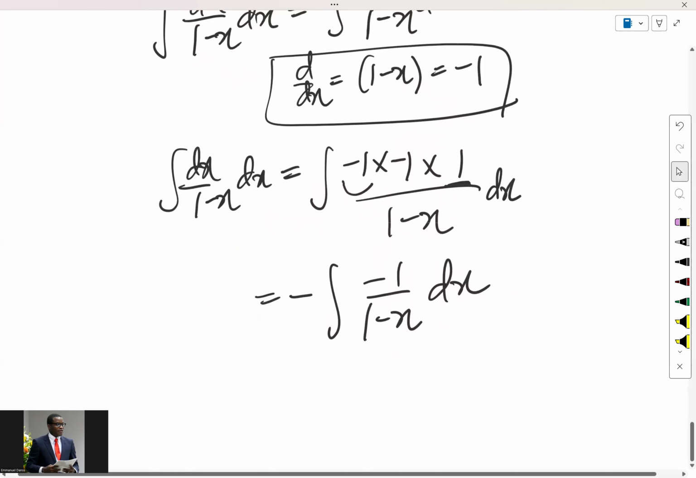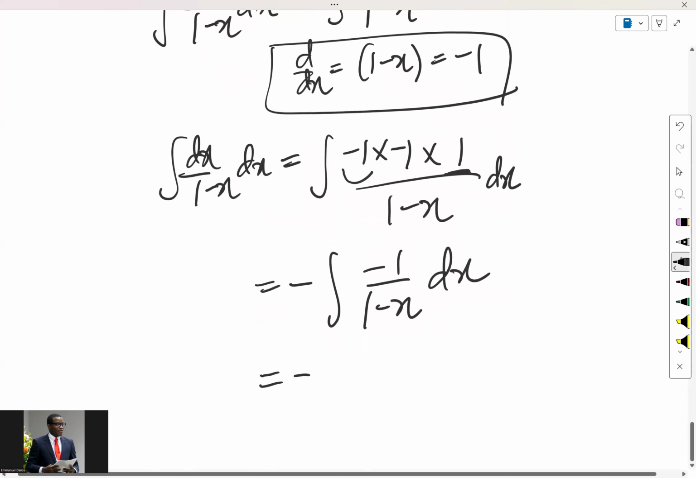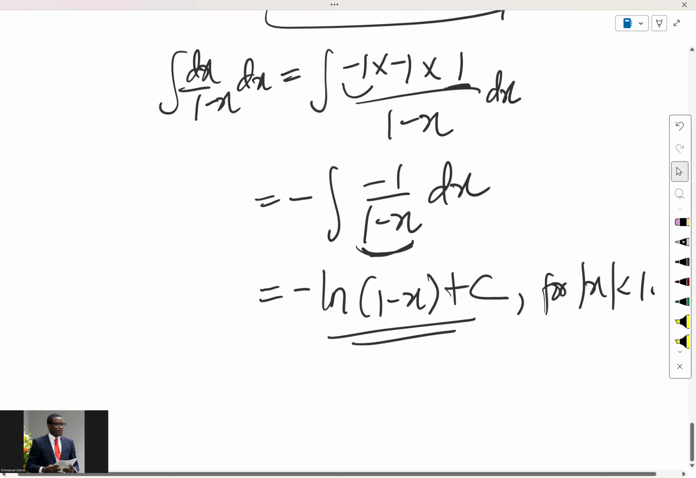If you check the integration playlist, you'll understand what I'm trying to do better. So now if you differentiate 1 minus x, you get minus 1 at the top. The rule is that whenever that happens, the answer is the natural logarithm of 1 minus x. So that's why you have this minus outside times ln of 1 minus x plus c. And that holds for absolute value of x less than 1. Okay? So that's the idea right there.